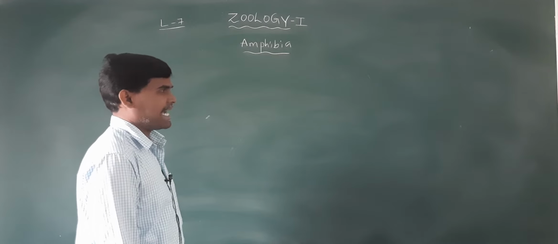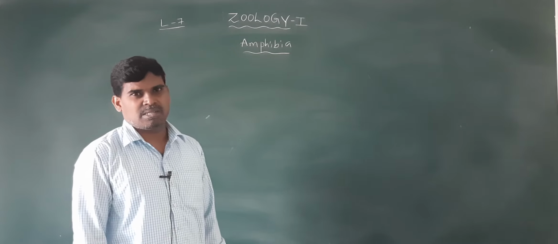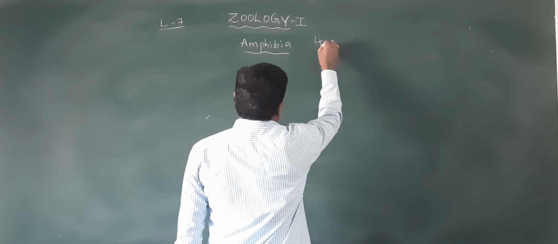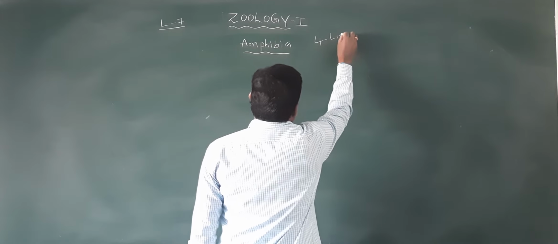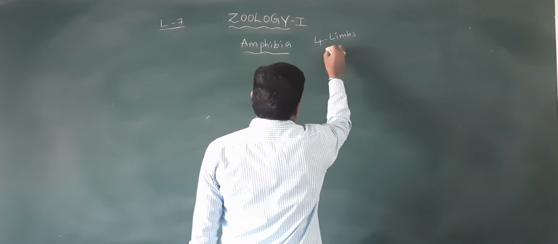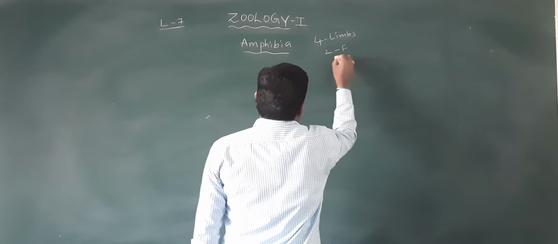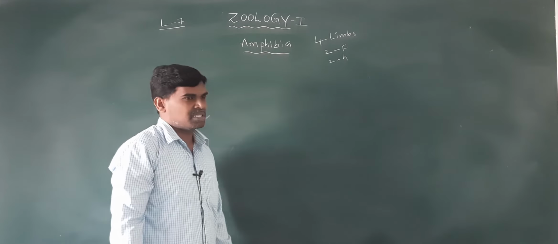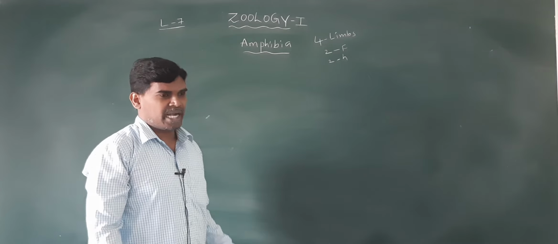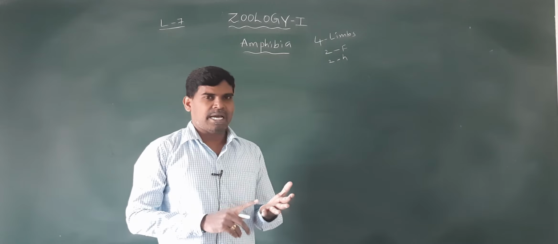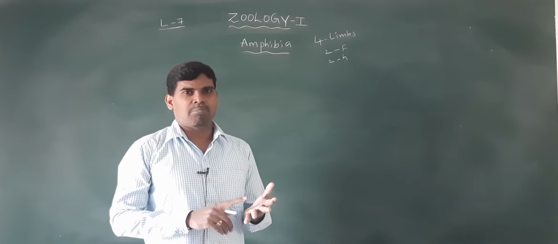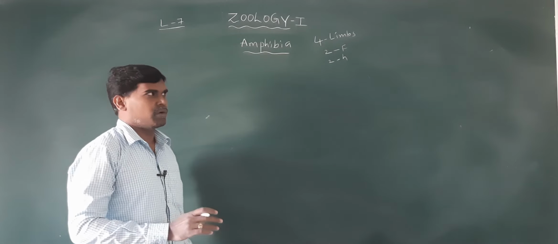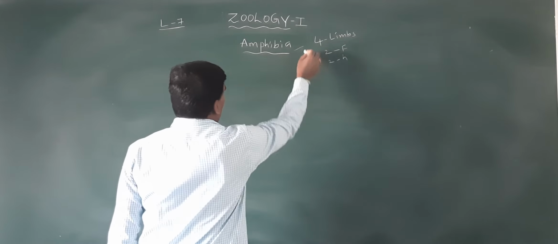Amphibia are tetrapods. Tetra means how many limbs? Four limbs, that is two forelimbs and two hind limbs, hence the name tetrapods. The tetrapods include amphibians, reptiles, birds and mammals.